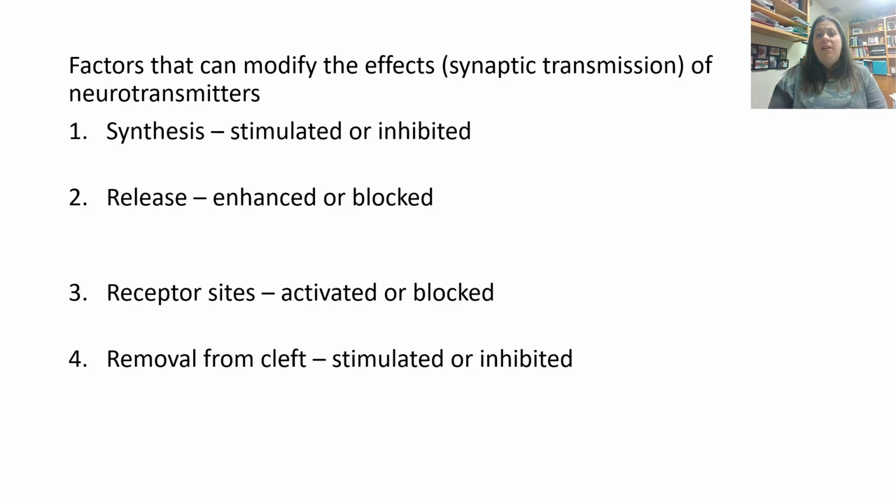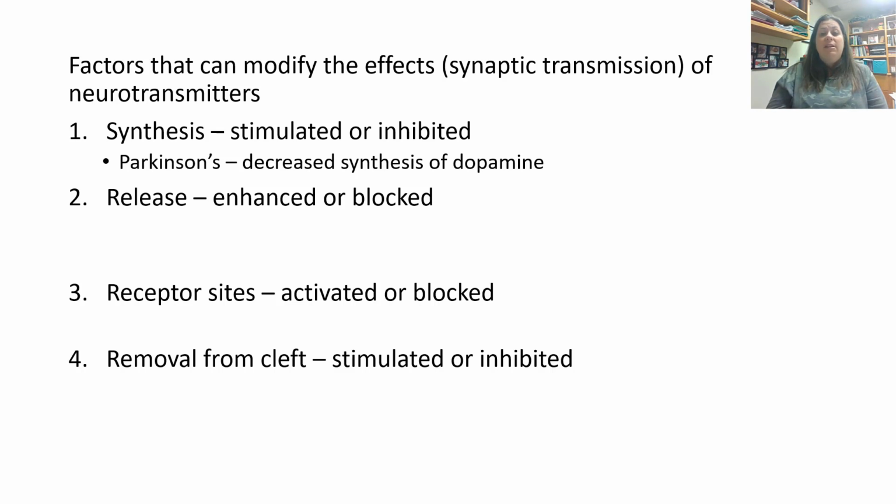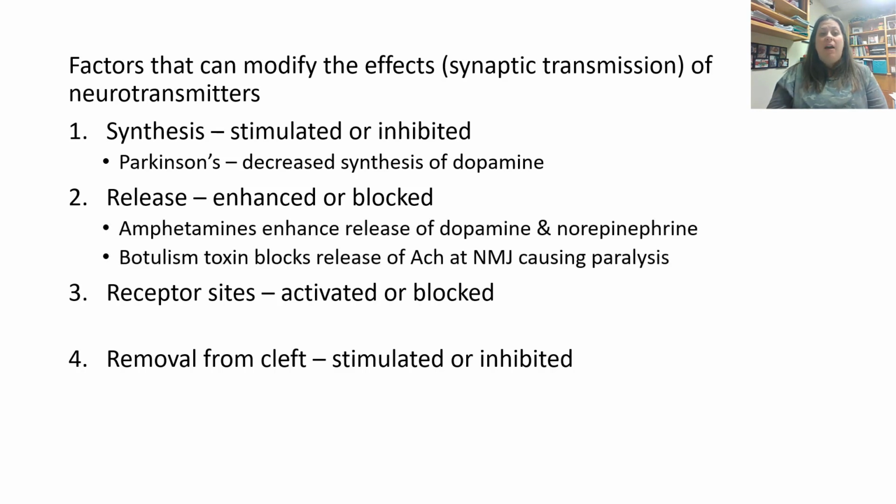Some factors that can modify the effects of a neurotransmitter are their synthesis. Is it stimulated or inhibited? In Parkinson's, it's actually inhibited. It decreases the synthesis of dopamine. The release, is the release enhanced or blocked? When we talk about amphetamines, they're going to enhance the release of dopamine and norepinephrine, but botulism toxin is going to block the release of acetylcholine. So it depends on which kind of stimulus we're wanting.